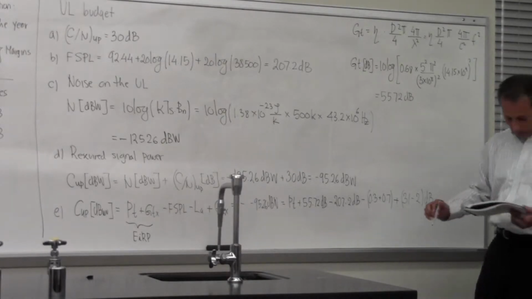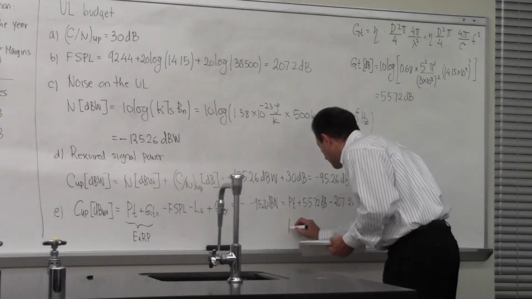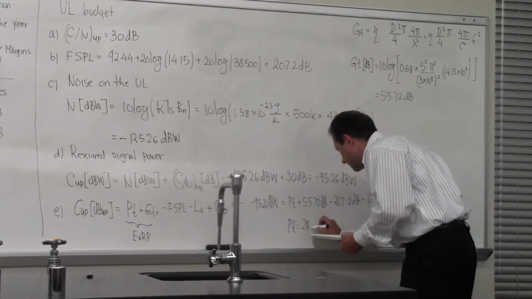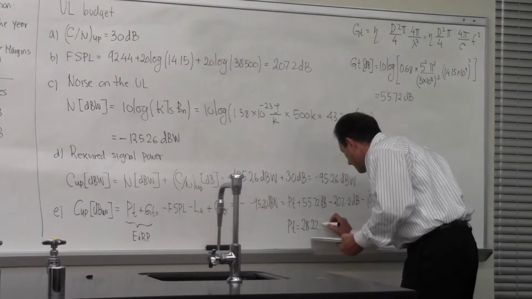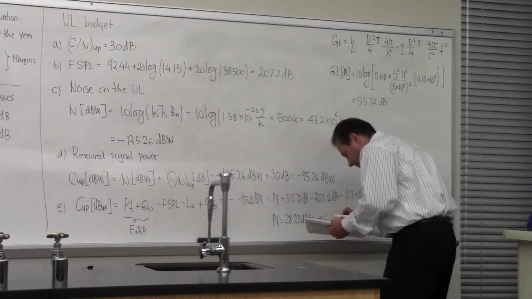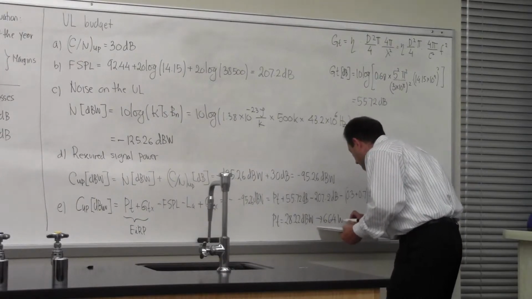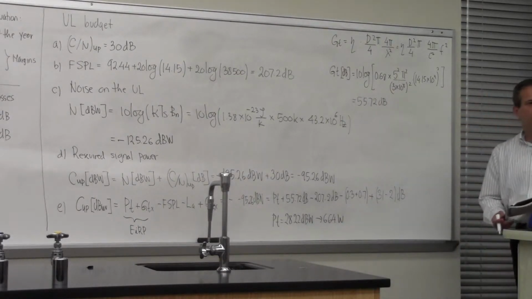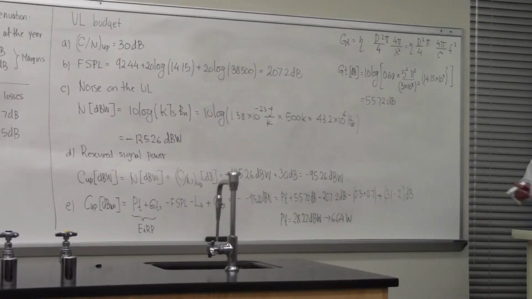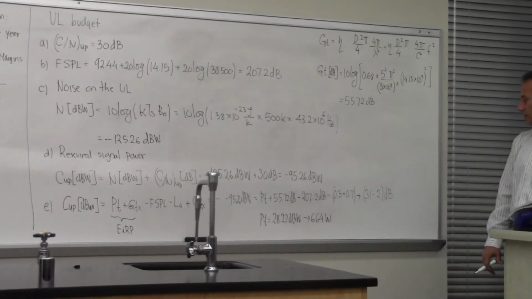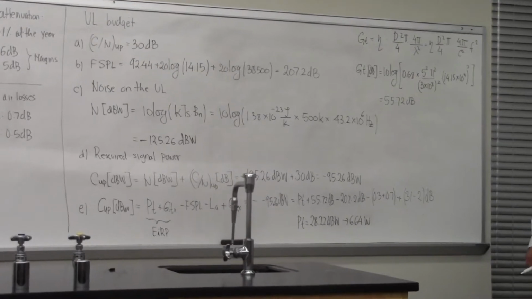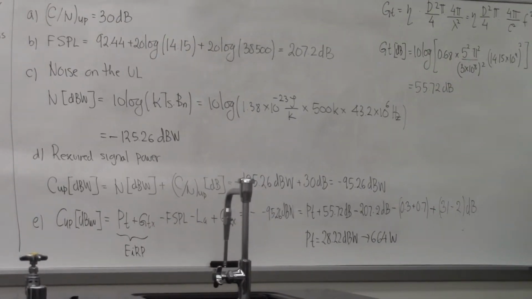And then I easily calculated here the transmit power needs to be 28.22 dB watts, which is 664 watts, right? Which is a relatively high power, but I have one feeding station, the earth station, so you can afford it. If you need to reduce it for some reason, then you can work on some of these parameters.